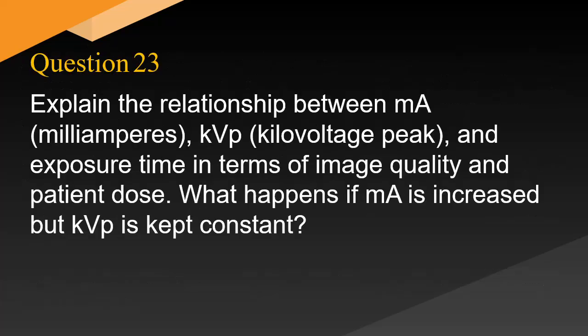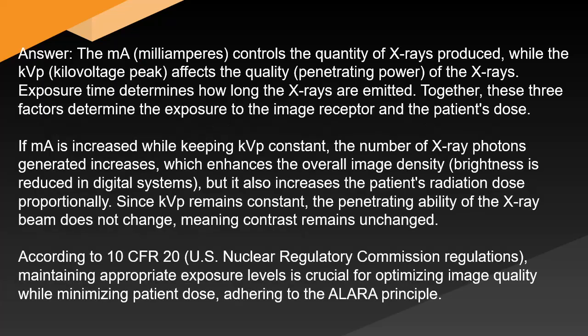Explain the relationship between milliamperes, kVp, kilovoltage peak, and exposure time in terms of image quality and patient dose. What happens if mA is increased but kVp is kept constant? Answer: the milliamperes controls the quantity of X-rays produced, while the kVp, kilovoltage peak, affects the quality, or penetrating power, of the X-rays.